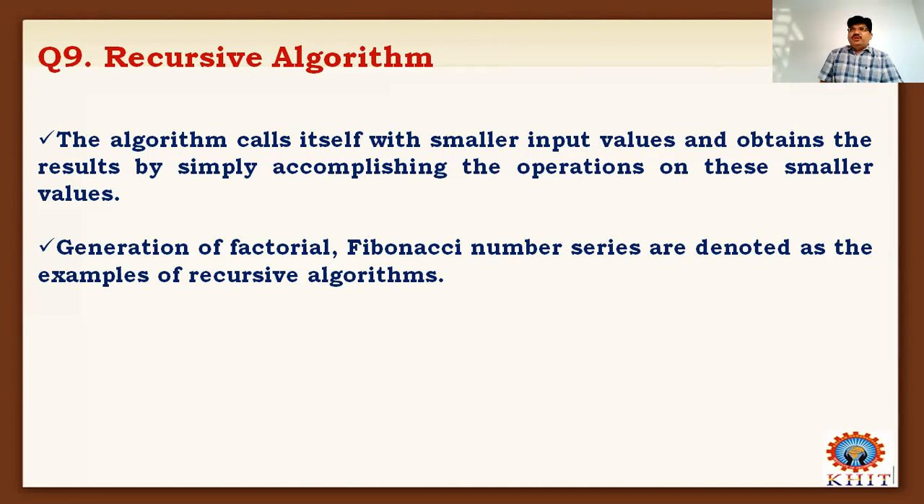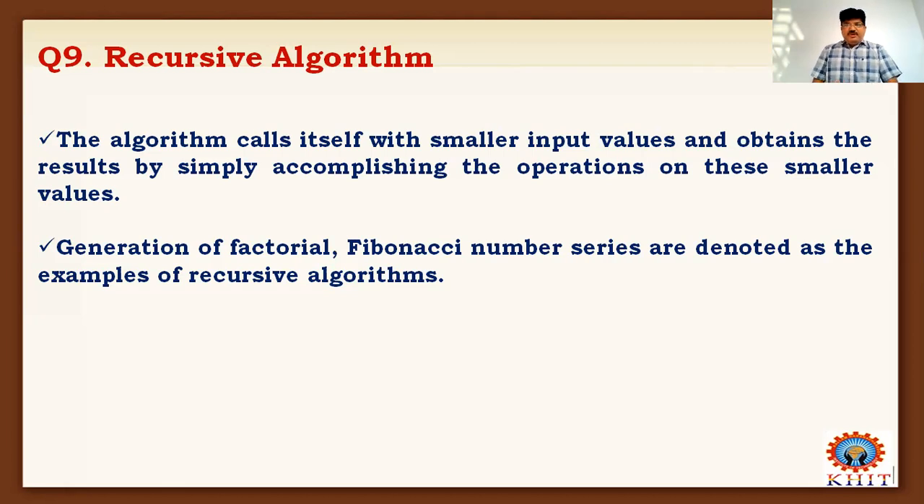5 into 4 into 3 factorial. Again, you need to solve factorial of 3. That means, what is the procedure you are following to solve factorial of 5? That can be implemented for the next step also, factorial 4. That can be implemented for the next step also, factorial 3. This will continue till the program ends. It is called a recursive algorithm.